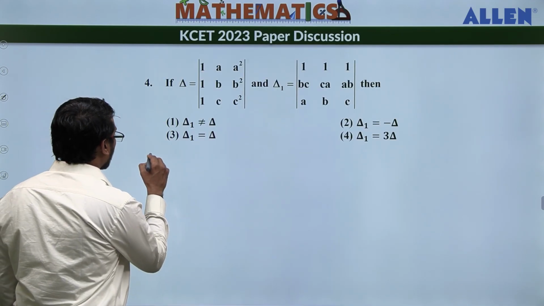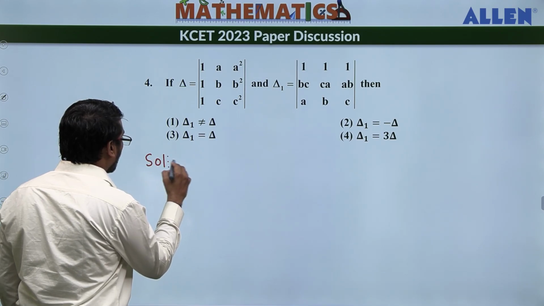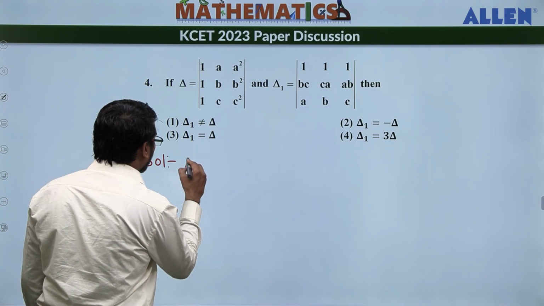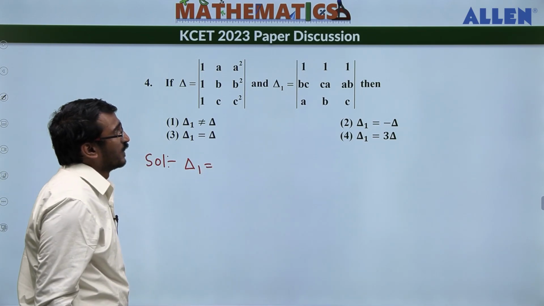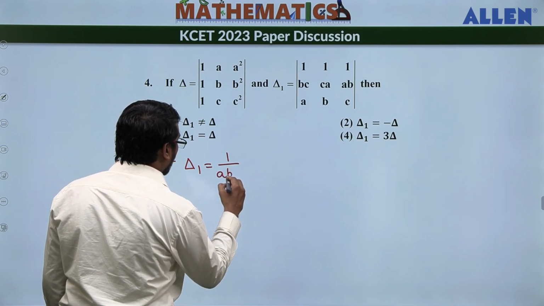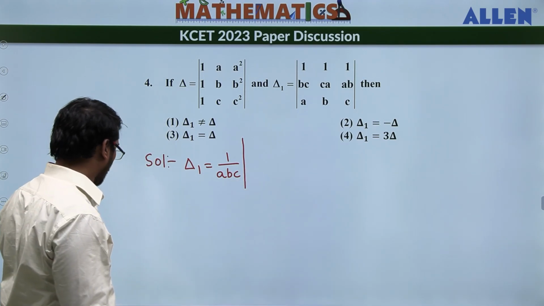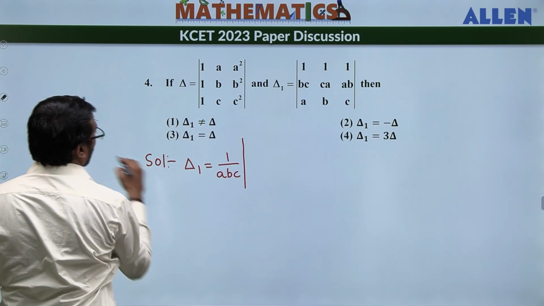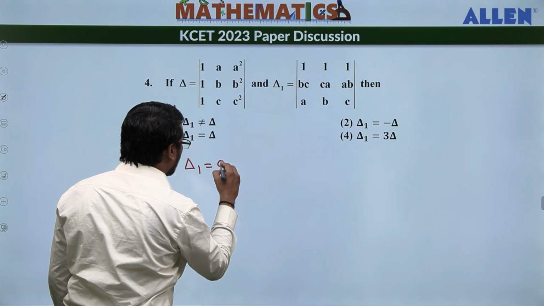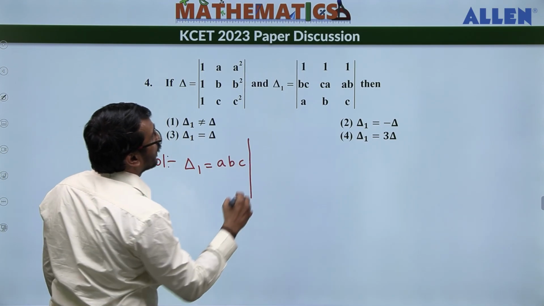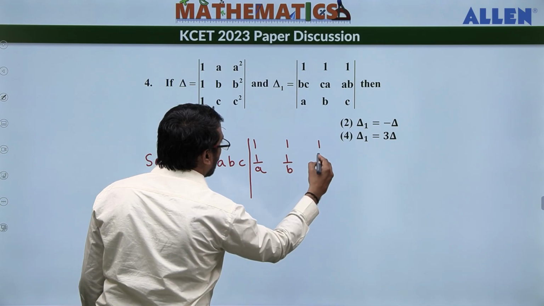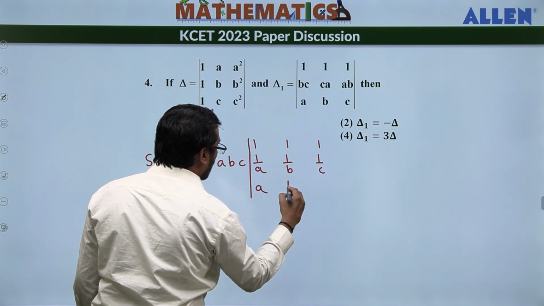This one. Let us take delta 1. Take ABC in common from the second row. 1, 1, 1. 1 by A, 1 by B, 1 by C. A, B, C.